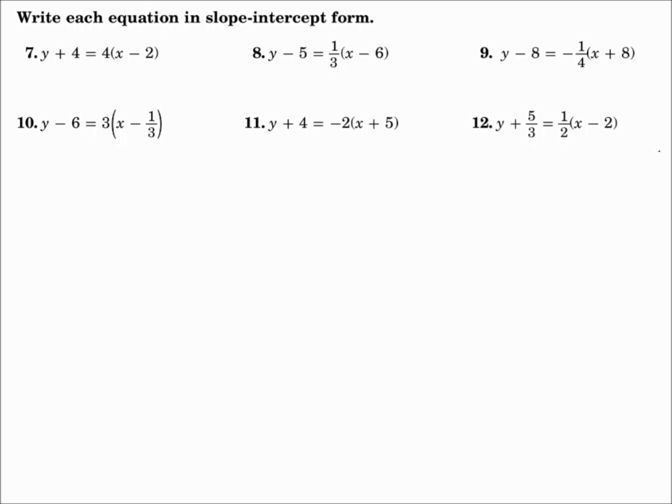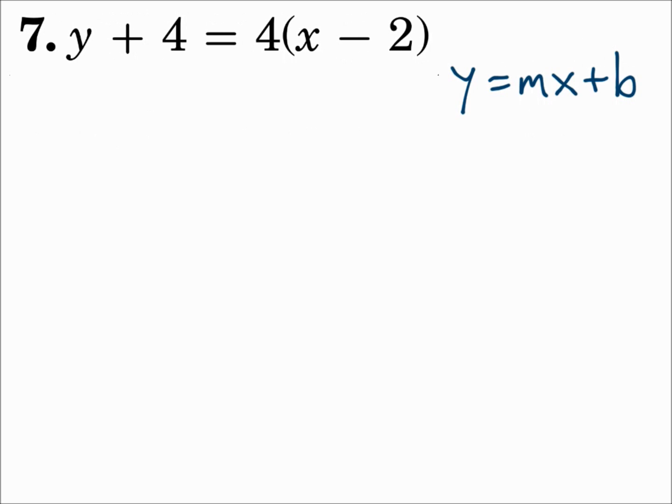Write each equation in slope-intercept form. Number 7. Y plus 4 equals 4 times the quantity x minus 2. You want slope-intercept form, which is y equals mx plus b. The way to solve this into slope-intercept form is to just solve for y. Get everything in the right order, solve for y. 4 times x is 4x. 4 times -2 is -8.